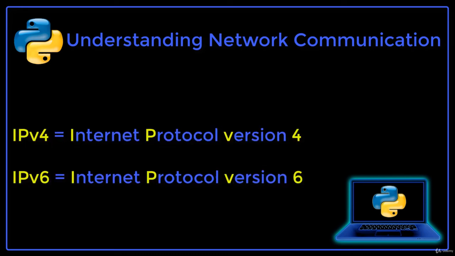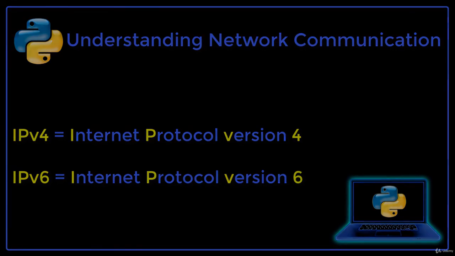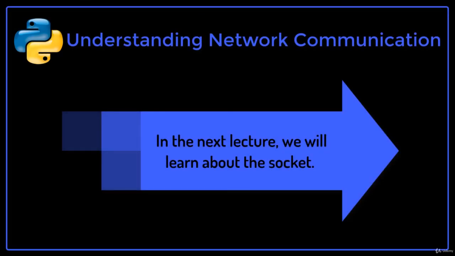The only other thing I wanted to talk to you about in this lecture in a little more detail is the Internet Protocol that I mentioned a moment ago. For now, just understand that there are 2 versions of the Internet Protocol currently in use, IPv4 and IPv6, which stand for Internet Protocol version 4 and Internet Protocol version 6 respectively. IPv4 uses 32-bit addresses and IPv6 uses 128-bit addresses. In the next lecture, we will learn about the socket.